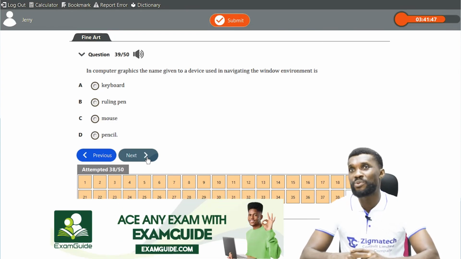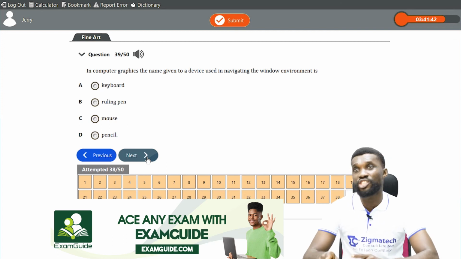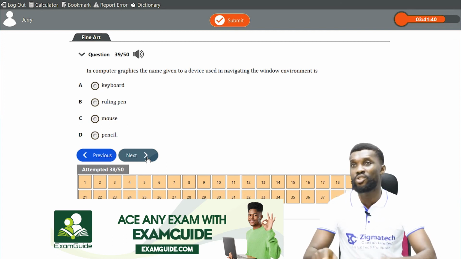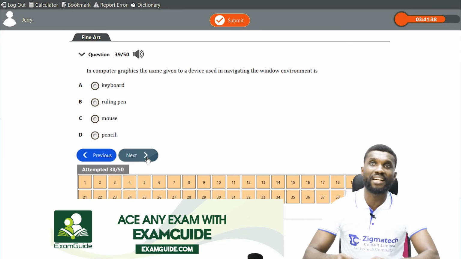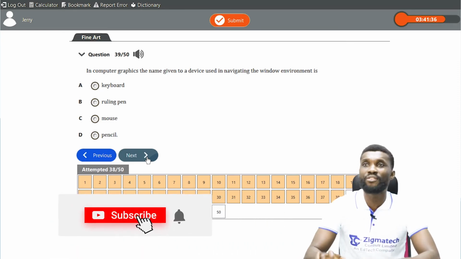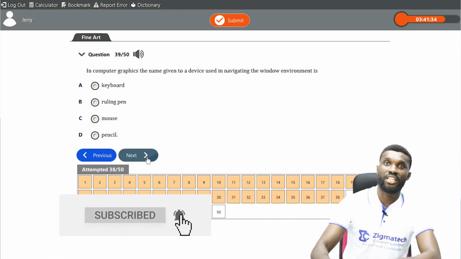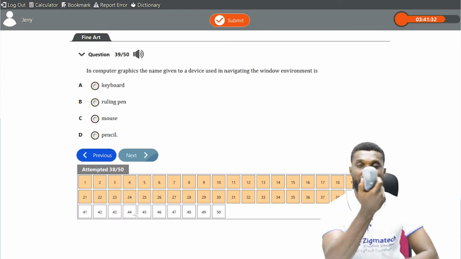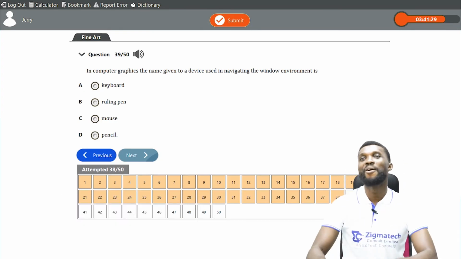So they say in computer graphics, the name given to a device, given to a machine used in navigating the windows. For those of you that learned computer graphics, you know. So what is the name given to that device? What is the name given to this guy? What is his name? All right.